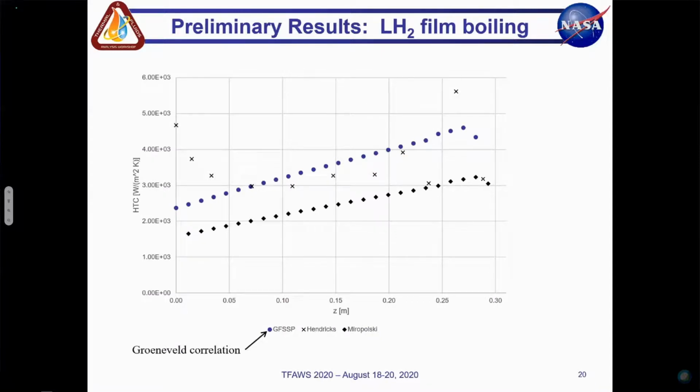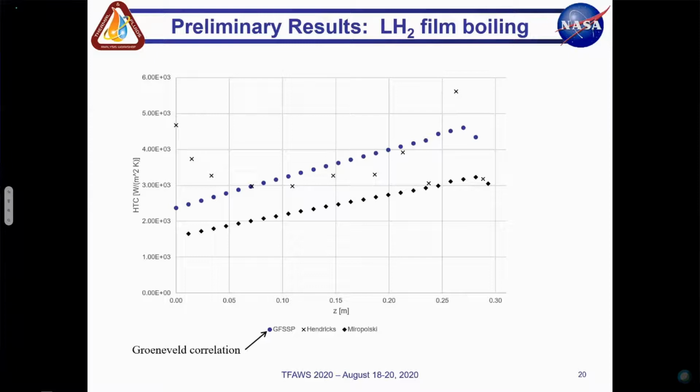So this is the test data of Hendrix. And here is the heated test section here. And here's the inlet of my model, and there's the outlet. And I only have one graph for this one. The X's there are the test data. The blue circles are the correlation that I have implemented for this regime, the Groeneveld correlation.